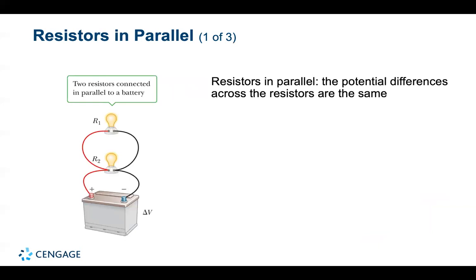Okay, so we talked about resistors in series. Now let's talk about resistors in parallel. In the figure, we have two resistors, R1 and R2, in the form of incandescent light bulbs in parallel with a battery. Now let's consider the resistors connected in parallel as shown in the figure. In this case, the potential differences across the resistors are the same because each is connected directly across the battery terminals. The currents are generally not the same.